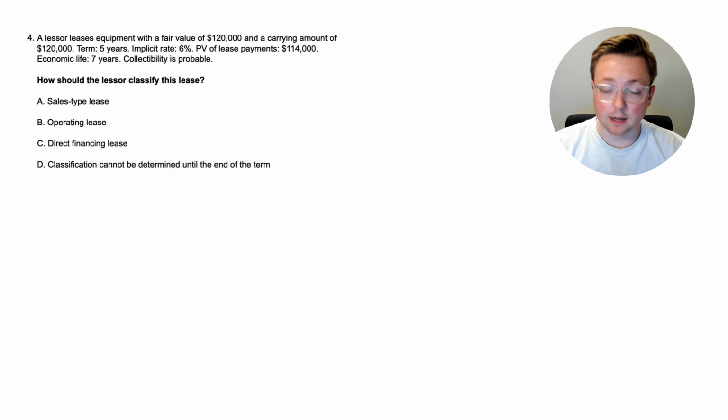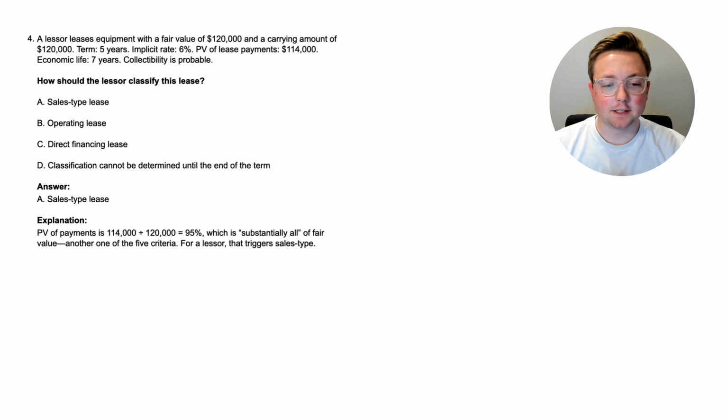Again, is it going to be a sales type, an operating lease, a direct financing lease, or can it not be determined until the end of the term? So you can probably guess what the answer is going to be. So let's just go ahead and go to the answer right now. All right, here we are at the answer. A, sales type lease. Again, you're probably noticing a pattern. You probably could have guessed the right answer, but this is just another one of the criteria.